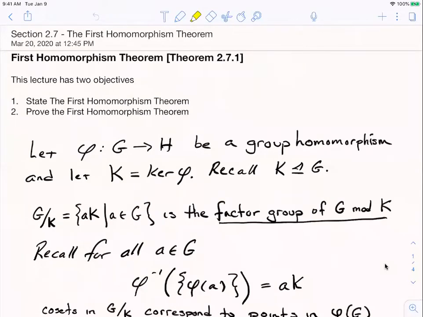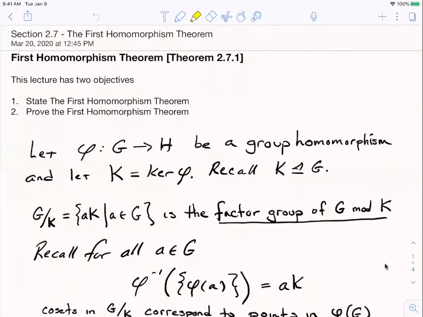This is the first lecture of the material I want to cover with you guys in section 2.7. It's about something called the First Homomorphism Theorem. It's also sometimes called the Fundamental Homomorphism Theorem. This section has two other, the second and third homomorphism theorems. We will omit them from this course, but if you are interested in them, you want to read about them, I'm happy to talk about that kind of stuff.